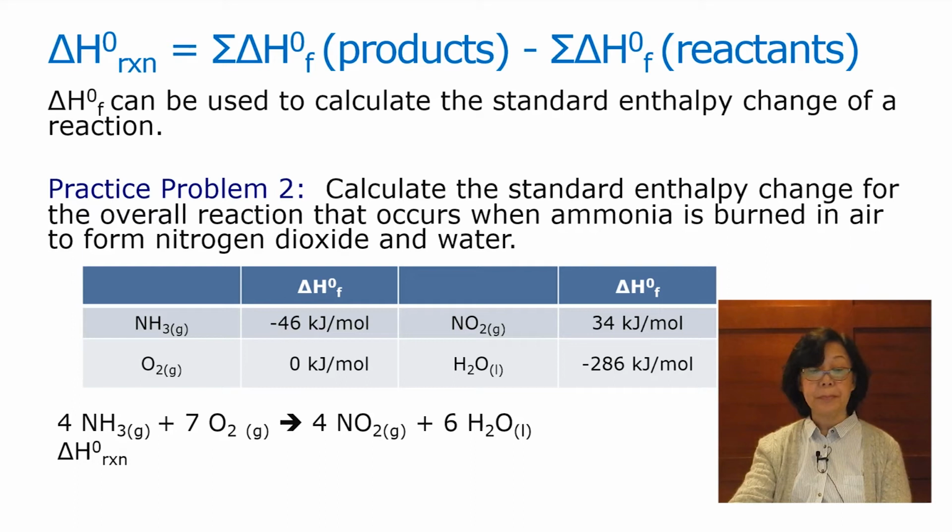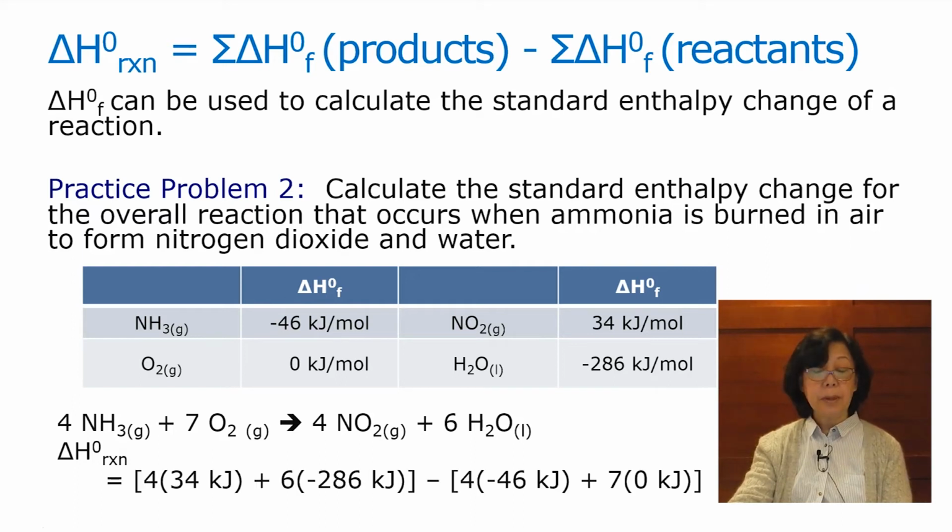Now, if we plug the numbers in, it's 4 moles of NO2, 4 times 34 kilojoule per mole, plus 6 moles of water, negative 286 kilojoule per mole, minus 4 moles of ammonia, which is negative 46 kilojoule per mole of ammonia, plus 7 times 0 for that of oxygen, which is an element. We got negative 1396 kilojoule for the enthalpy change of the reaction.